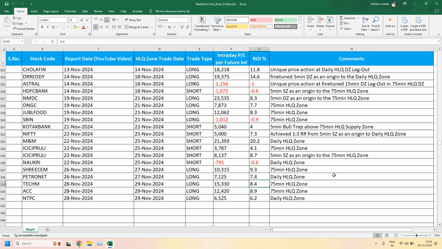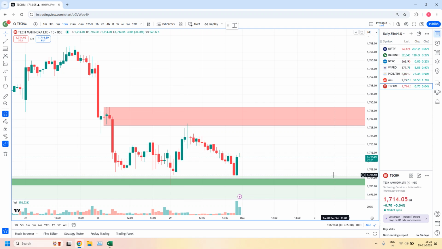And also, do you remember I told you, I think in the Telegram group, I mentioned that in October and November, in many trades you got almost 7 to 10% ROIs, many stocks between 7 to 10%. Those who traded these HLQ zones in the months of October and November, definitely you would have got very good profits. The reason is market momentum has increased. The moment momentum increases, you get more profits, better ROIs.